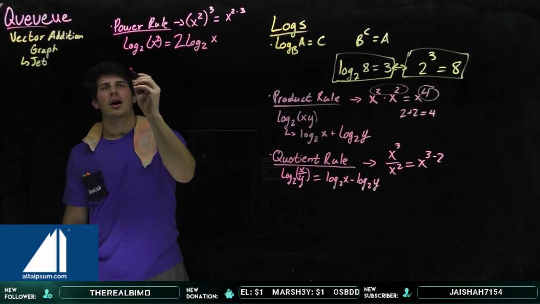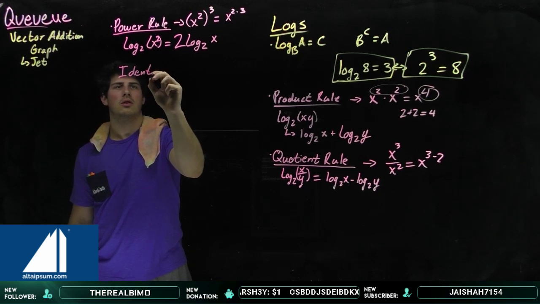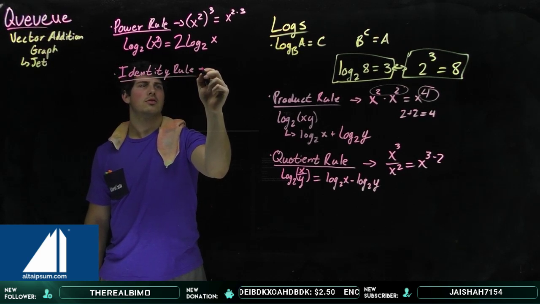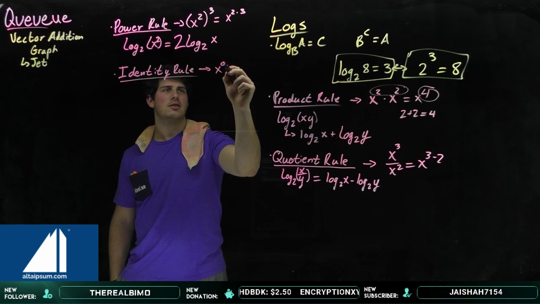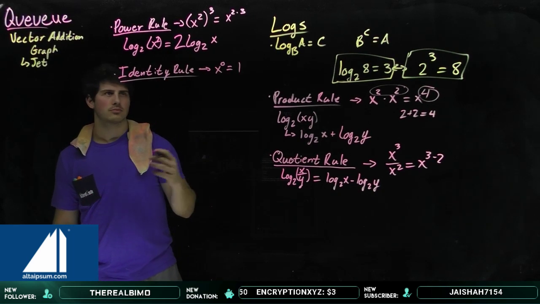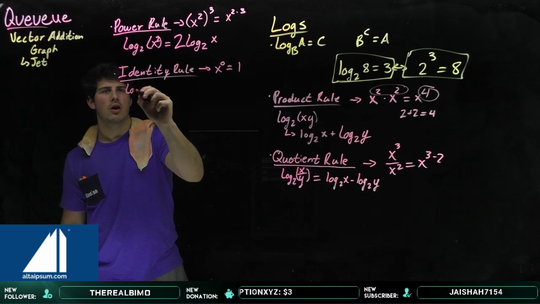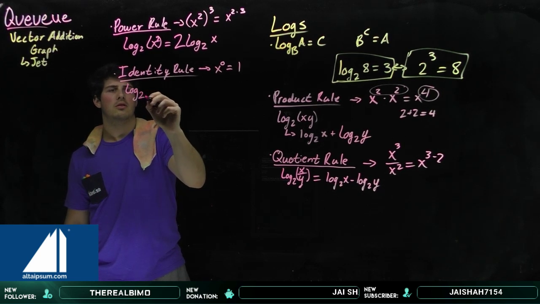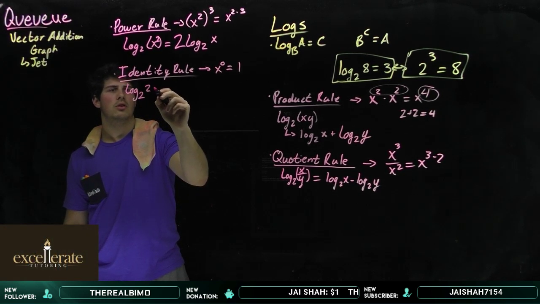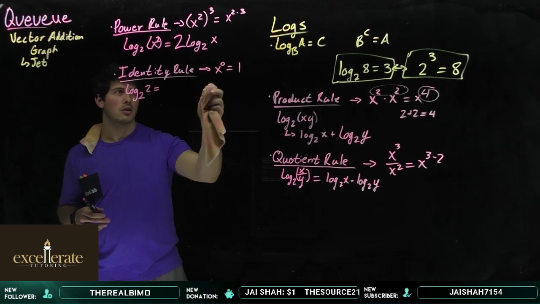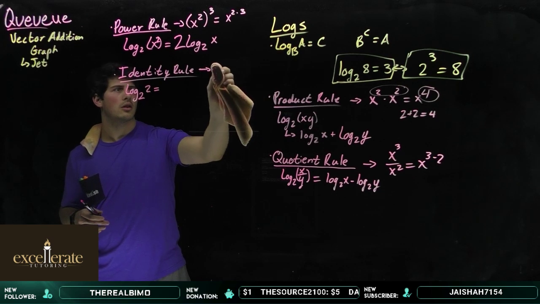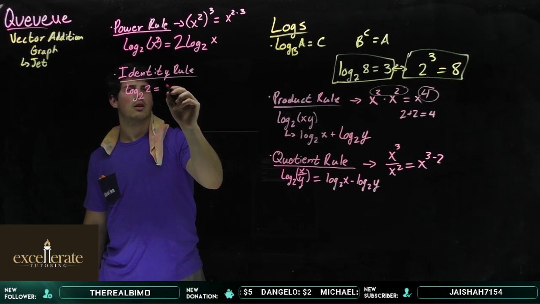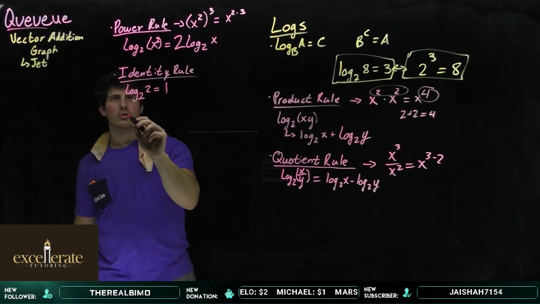Next, we have identity rule. For exponents, that is x to the 0 equals 1. Right? You follow that a little bit. So now you have log base, what do I want here? 2 of 2 equals, oh no, that's the wrong one. There's the 0 rule and the identity rule. I did the 0 rule, hold on.